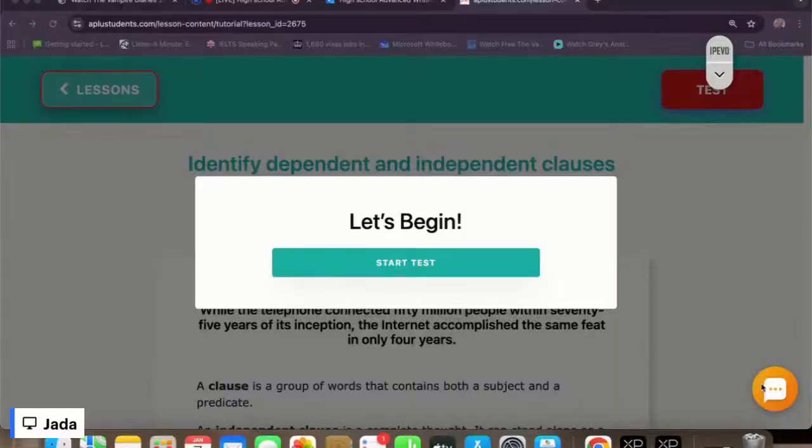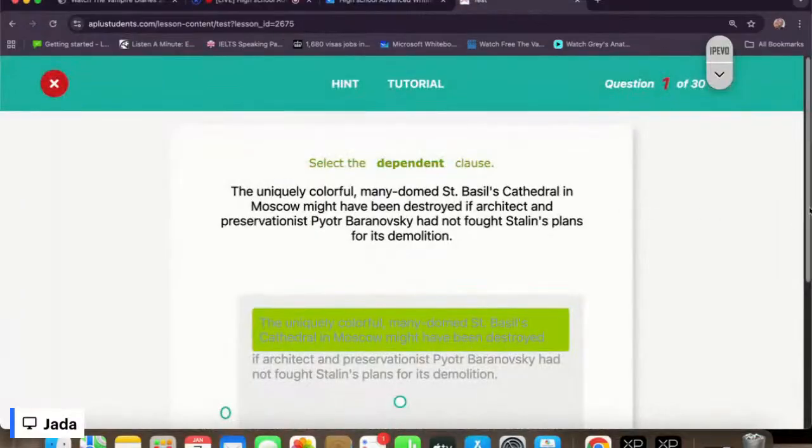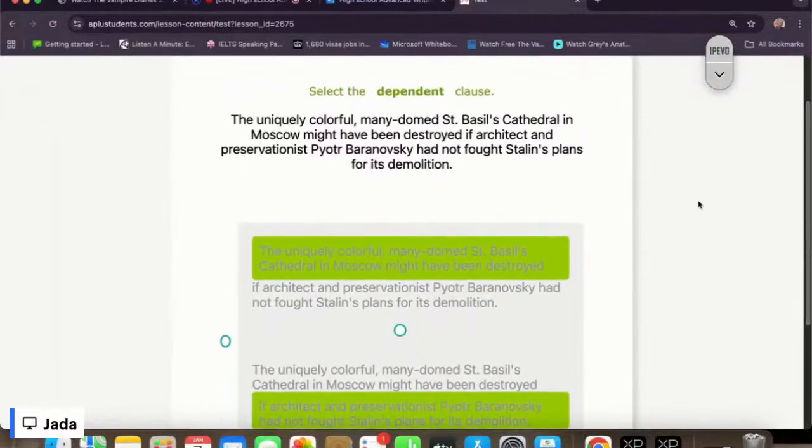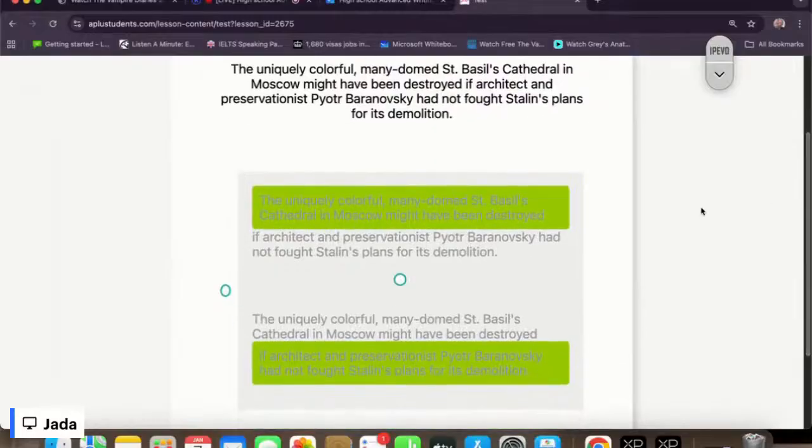Alright, let's go to the test. You can share your answers if you know them. Select the dependent clause. The uniquely colorful, many-domed St. Basil Cathedral in Moscow might have been destroyed if architect and preservationist Pyotr Baranovsky had not fought Stalin's plan for its demolition. First or second?